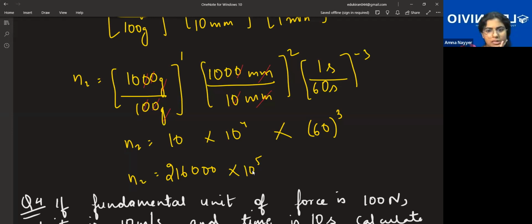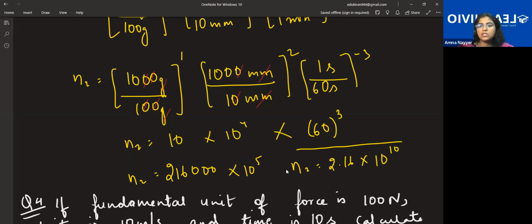So this becomes 8, correct? If we write this as 2.16 into 10 to the power... if we write, so 1, 2, 3, 4, 5, 10 to the power 10 it will become, right? 5 zeros here and 5 zeros, 10 to the power. So this is how we have solved.